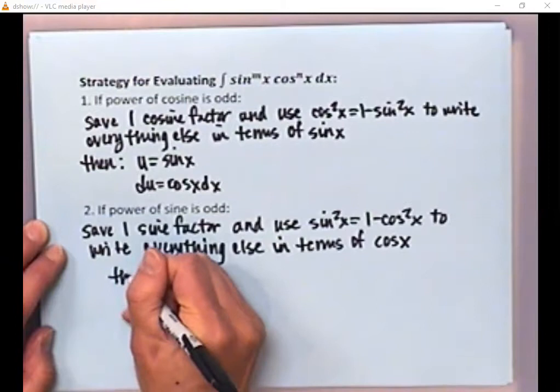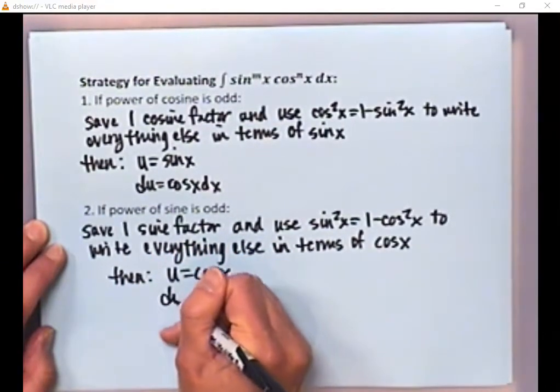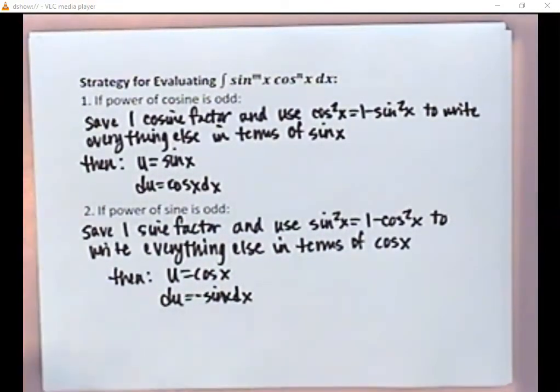So then you would do kind of the opposite substitution. U now would be the cosine, and the du would be the sine that you've saved out. And it will have a negative in front, but you can adjust for that. So that's your strategy if sine is odd but cosine is even.